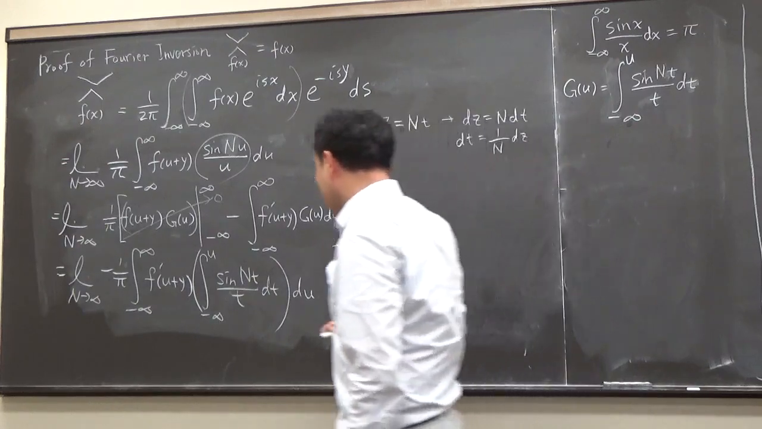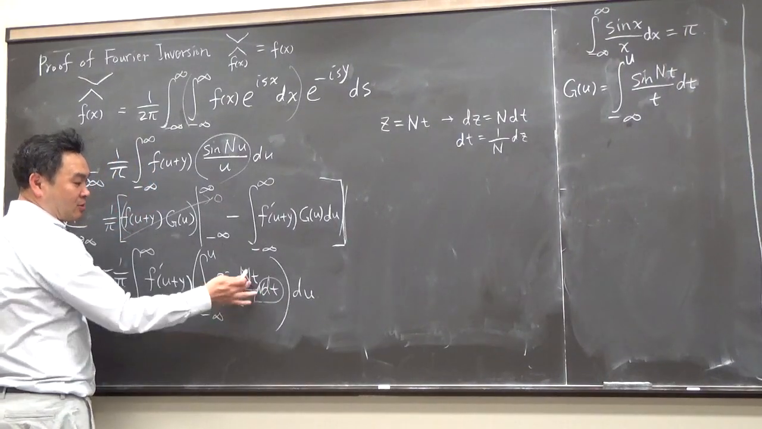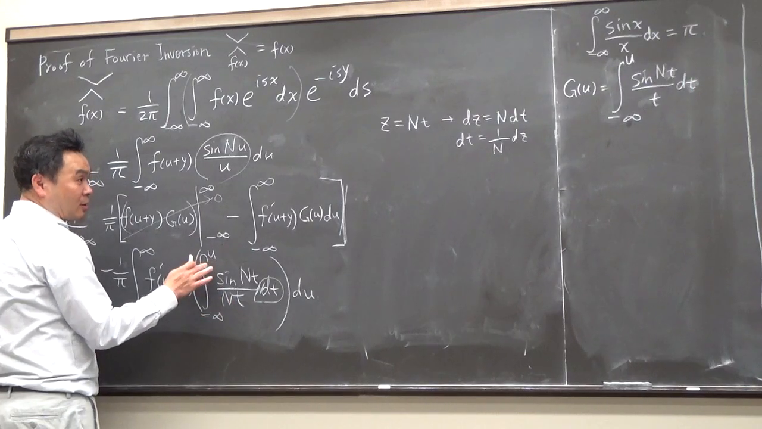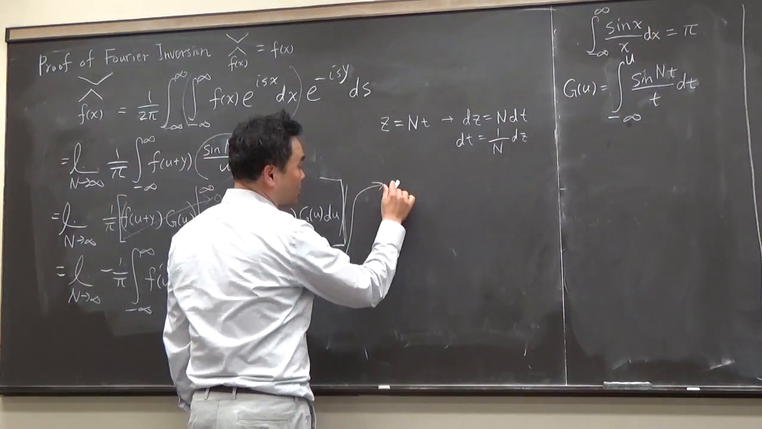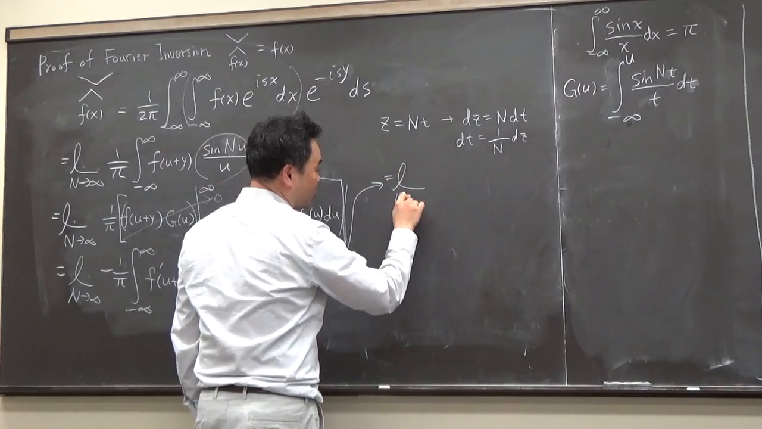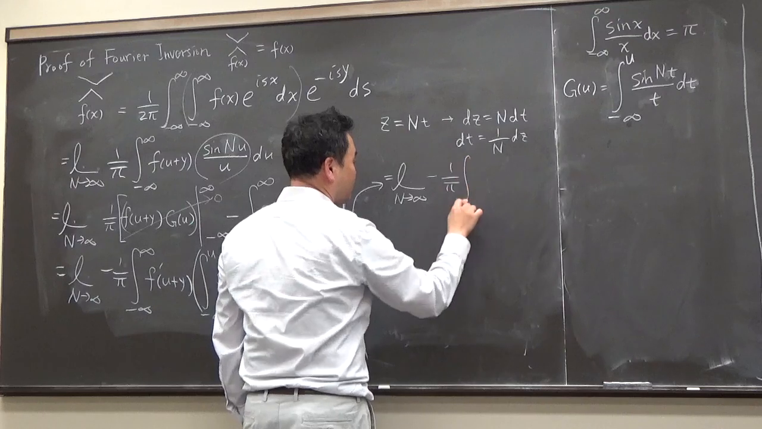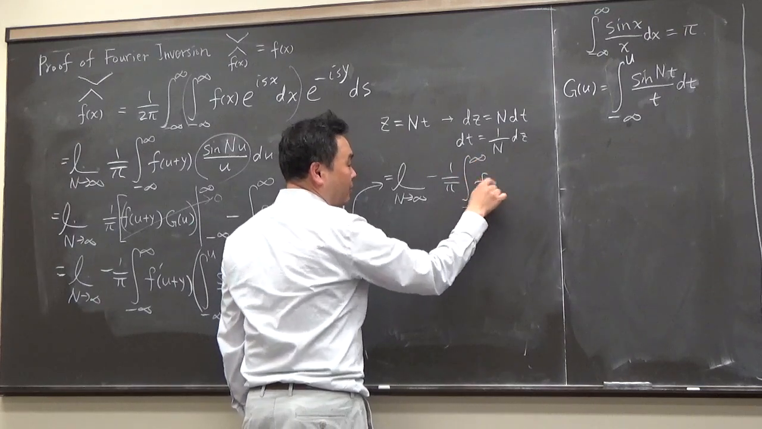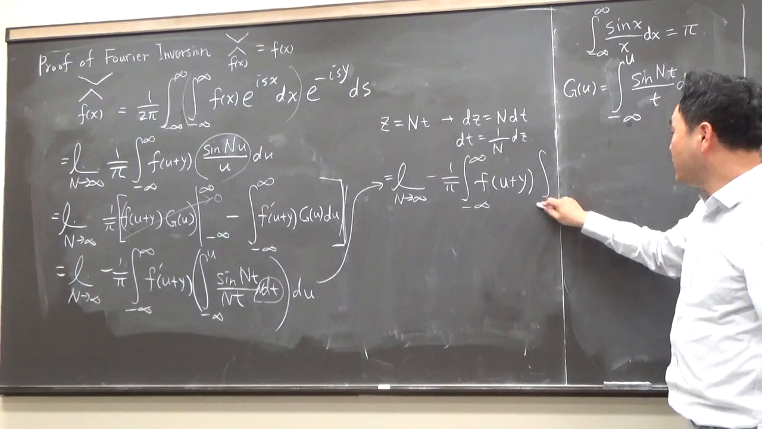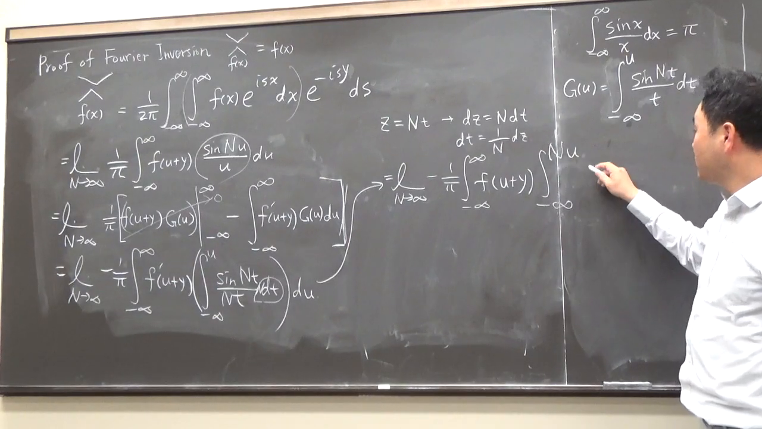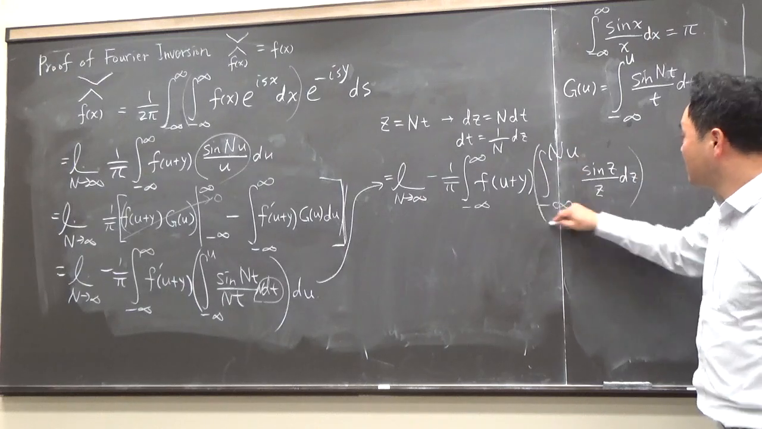So what happens here is that if I multiply by n here and multiply by n here, this part will be dz, okay? And this is z, that's z. The only change is that because this is the value of t, if t is u, then z would be nu, right? So this integral here will become the limit as n goes to infinity of negative 1 over pi, integral from negative infinity to infinity of f of u plus y, times the integral from negative infinity until nu of sine z over z dz, and then du.